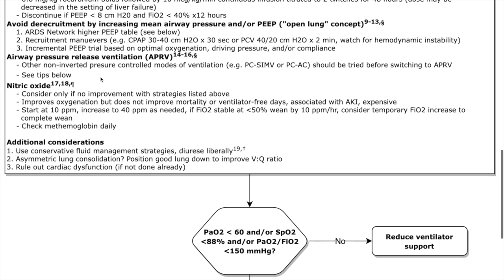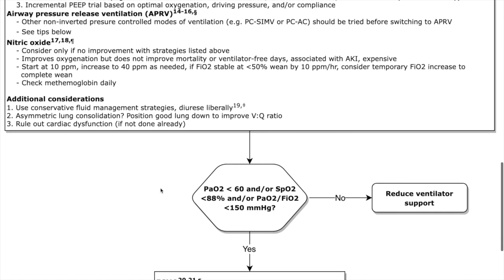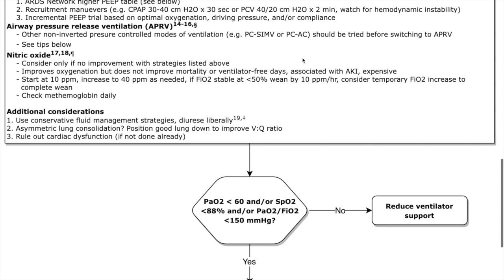Next, nitric oxide. Nitric oxide, as you can see, has very limited evidence to support it. We want to consider nitric oxide only if the above-listed strategies do not result in any type of improvement. Now, nitric oxide has been shown to improve oxygenation, but it does not improve mortality, and it does not result in more ventilator-free days. In fact, it is associated with acute kidney injury, and it is very expensive.